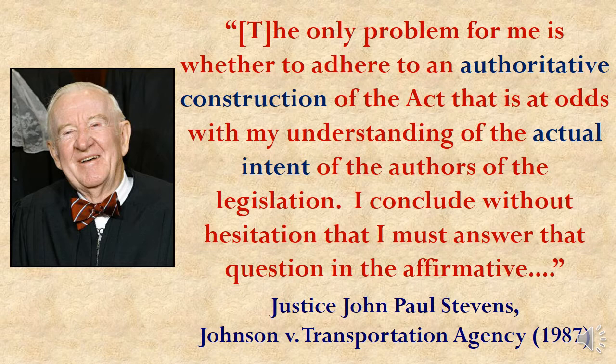He says here that he has a choice between an authoritative construction of an act, in other words, how the Supreme Court has chosen to interpret a certain law. That's what he has a choice of on one side. Or that's at odds with what he understands to be the actual intent of the people that wrote the law. So the Supreme Court has interpreted this law to mean X, even though John Paul Stevens, a member of the Supreme Court, knows that the people that wrote the law intended it to mean Y. He knows the Supreme Court got it wrong. So which is he going to choose?